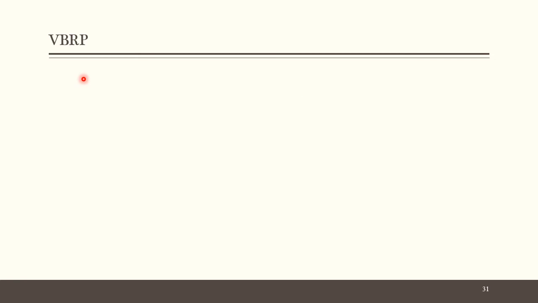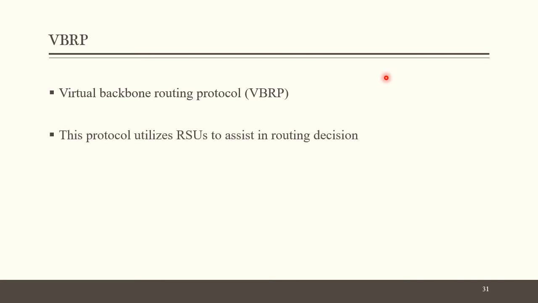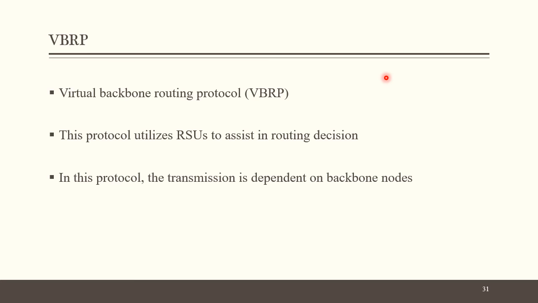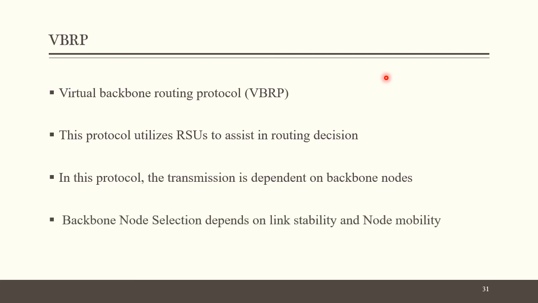Third and the last one is VBRP, or Virtual Backbone Routing Protocol. This protocol uses RSU to make routing decisions. Transmission depends upon backbone nodes, which are also like head nodes. Backbone nodes are selected based on link stability and node mobility.